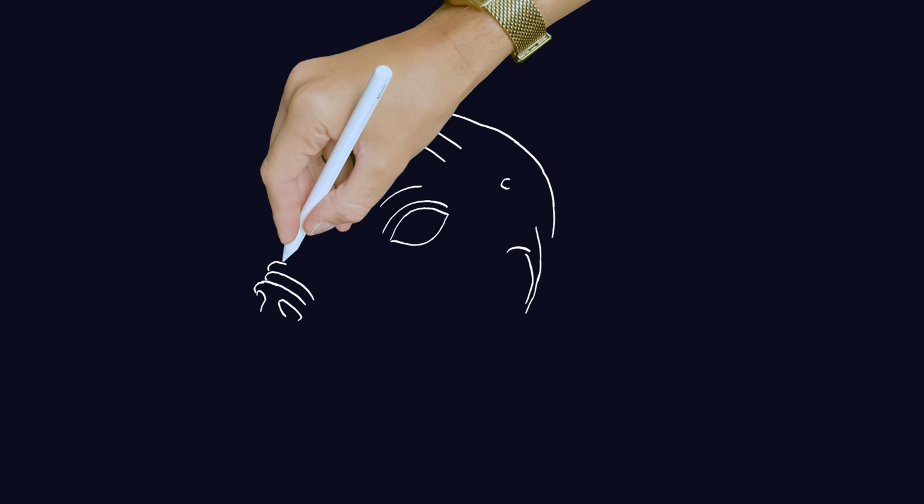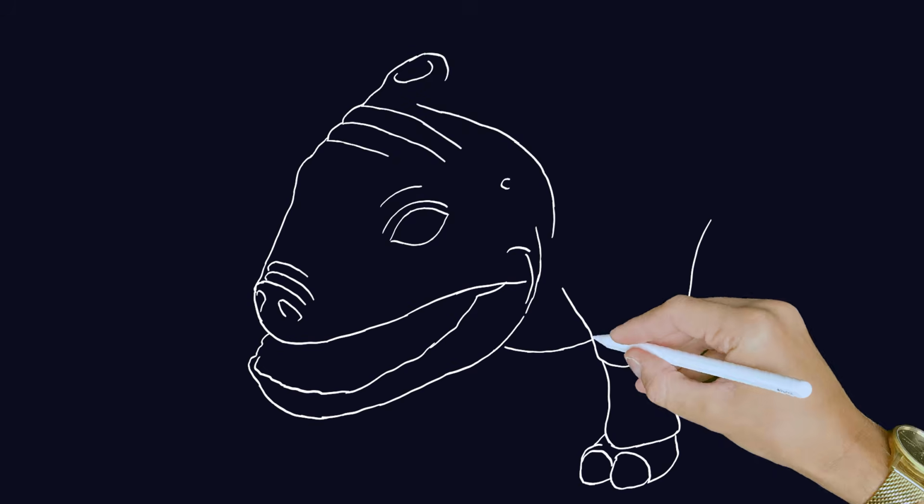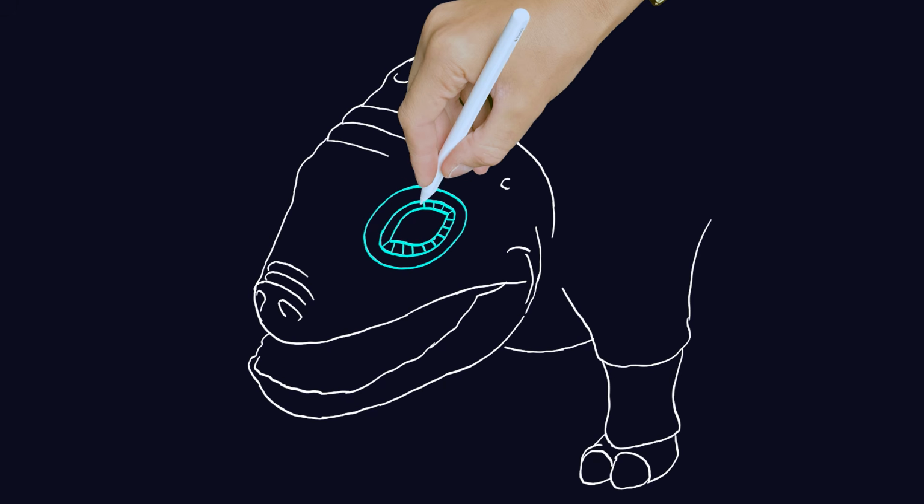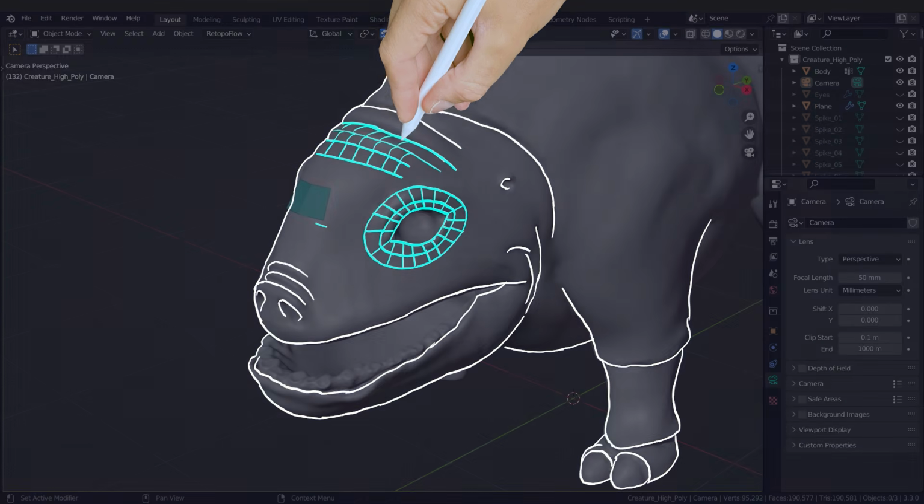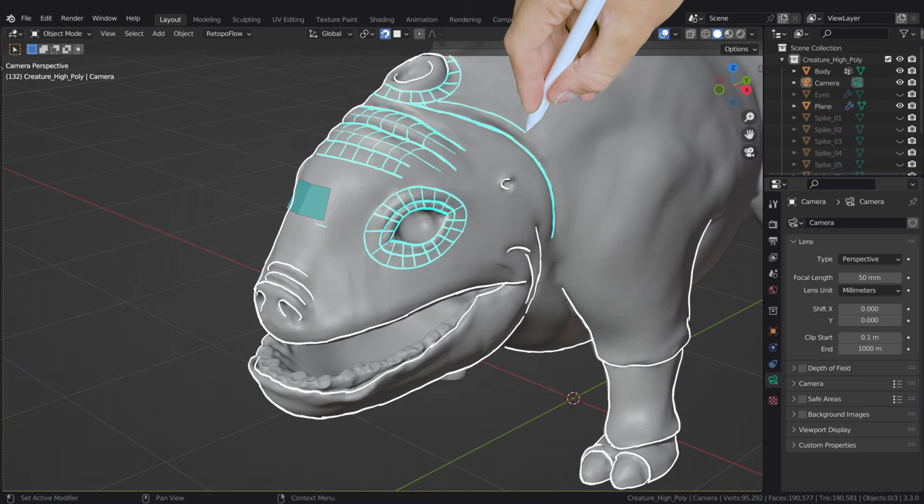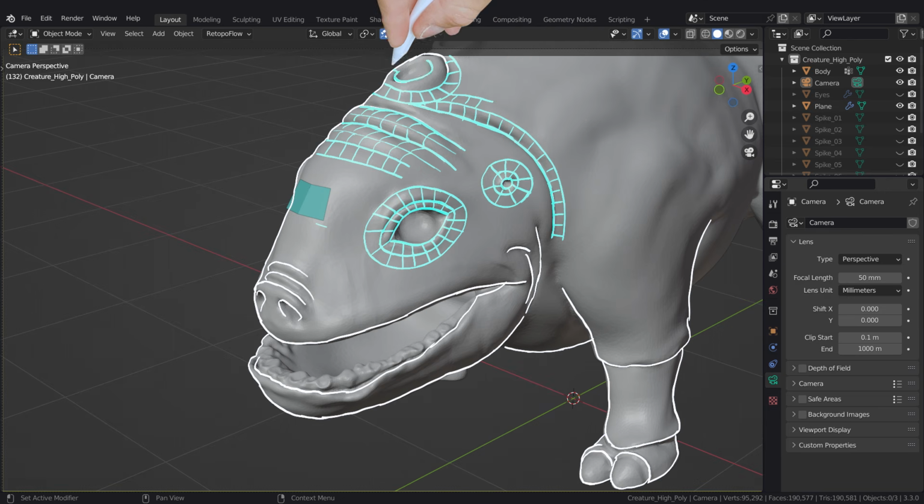Okay, and now? What do we do first? I always imagine how I would draw my model. The lines I would draw define my edge flow. And the edge flow defines the topology islands. And the islands define the main features of your model. They will later be connected to each other.